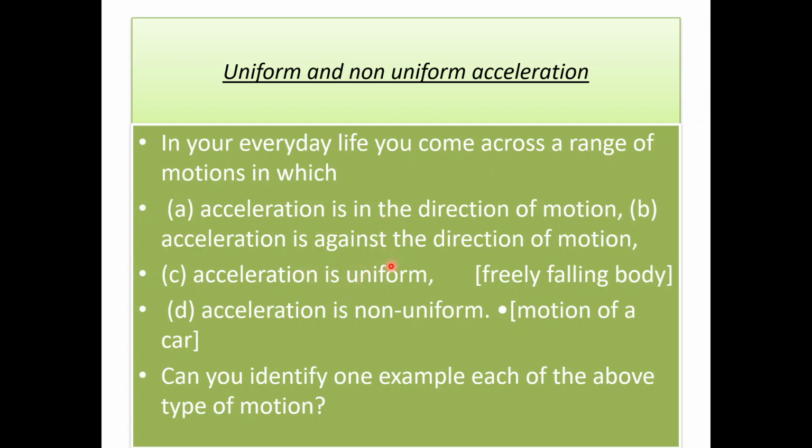Acceleration is uniform in a freely falling body. When you are throwing an object, the velocity goes on decreasing. At maximum height, the velocity becomes 0, and then it falls freely due to acceleration due to gravity. This acceleration is uniform. In circular motion, acceleration is also uniform. Circular motion means planetary motion, rotation of the fan.